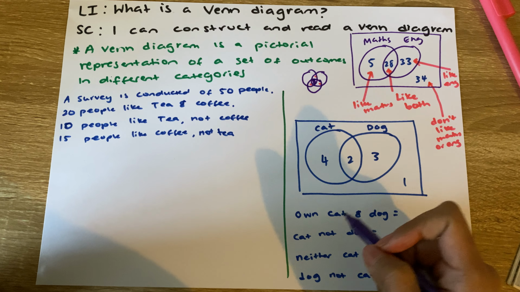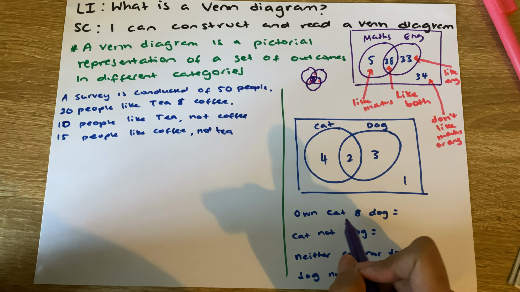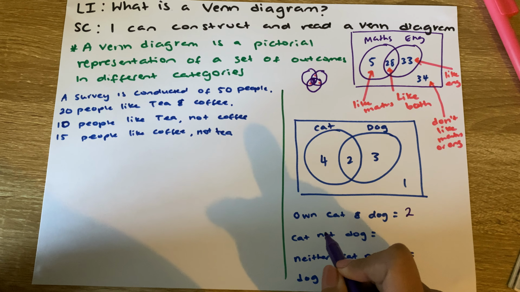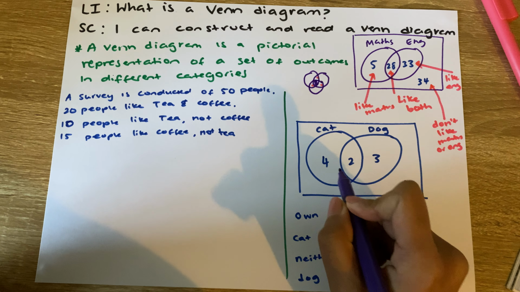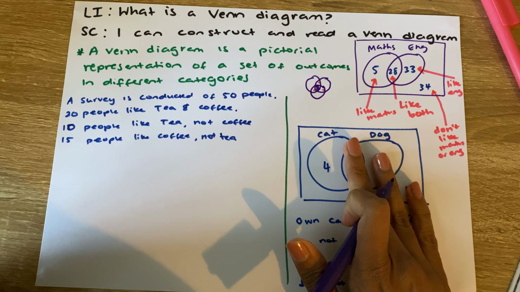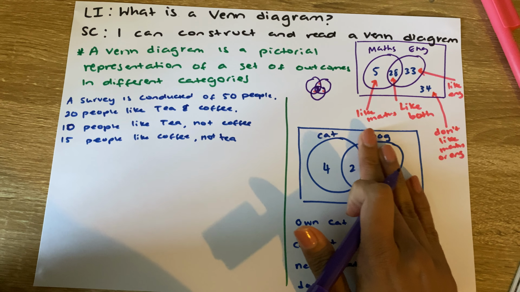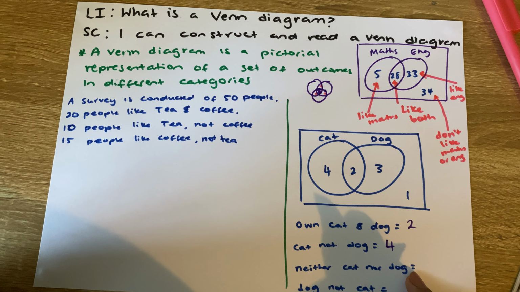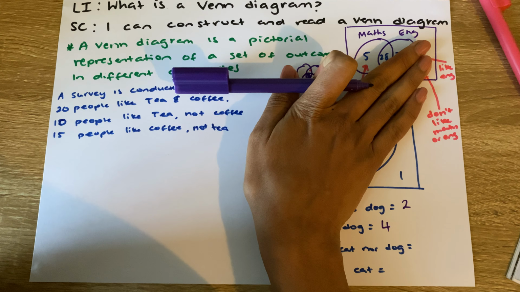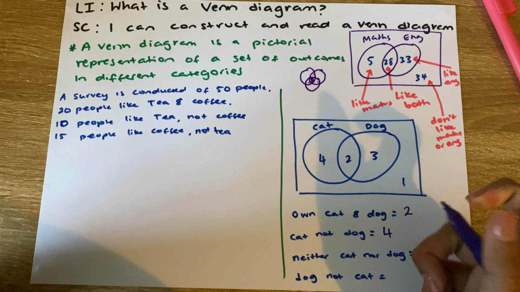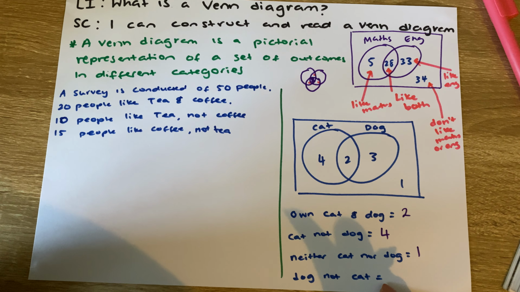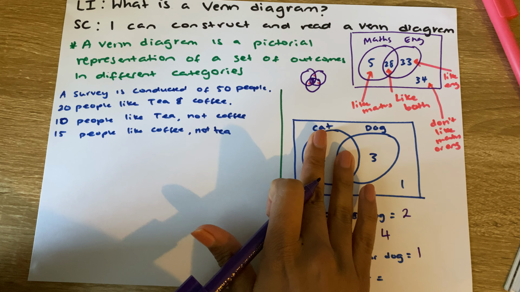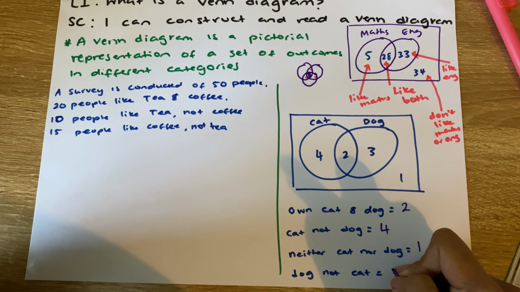So in terms of filling this out, if they own a cat and a dog, both things goes in the middle, so that's 2. Okay, cat but not a dog, so cat excluding the dog circle. So if this is the dog circle, that's excluding all of that, which is 4. Neither cat nor dog, so cat or dog are excluded. That means I've just left with 1 person. Dog, not cat, so dog but not cat, so we're going to exclude the cat one, which is a 3.